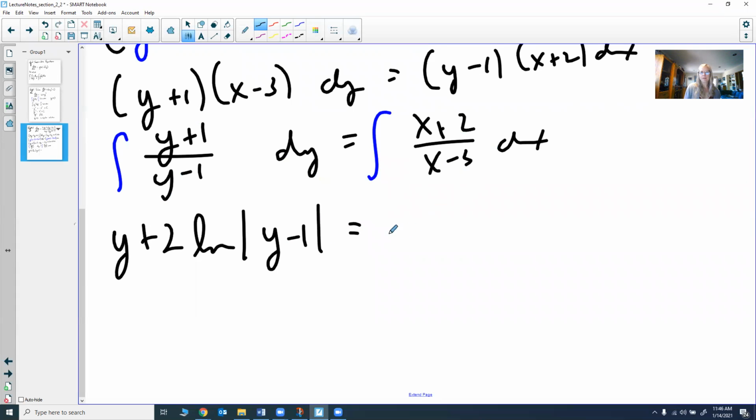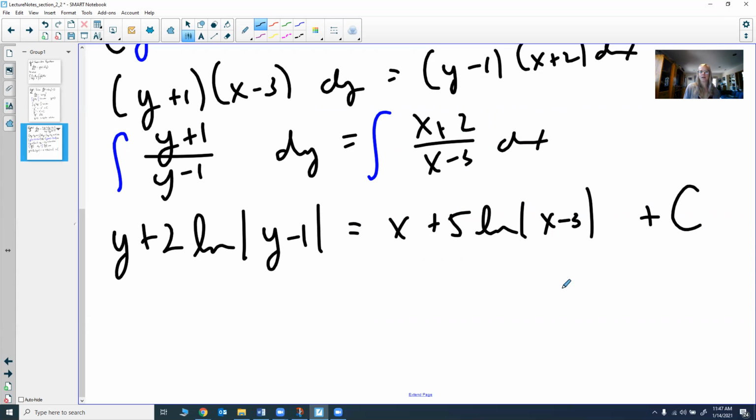Do the exact same thing with the other side. Do the same thing with this one, and you would get x plus 5 natural log of the absolute value of x minus 3. Since I've finished taking the integral, I would now have a plus c on this side. You can then, if you want to, solve this for y, but I wouldn't want to. In fact, I don't think you actually can solve this for y because you've got y inside of a natural log and y outside of it. So you're pretty much done. This is going to be an implicit function instead of an explicit function, and that's okay.